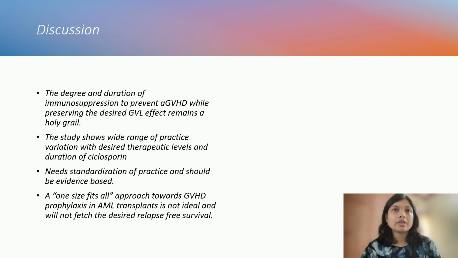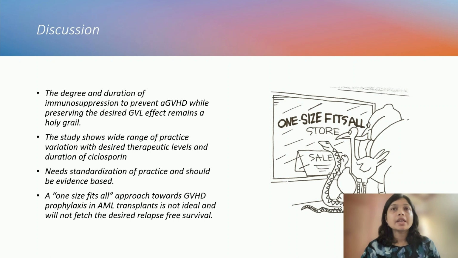The next question that arises that is of relevance to address here is, would we be right in advocating a universal approach towards GVHD prophylaxis across all AML transplants? What we infer from the study is a one-size-fits-all approach towards GVHD prophylaxis in AML transplants is not ideal and will not help fetch the desired relapse-free survival.